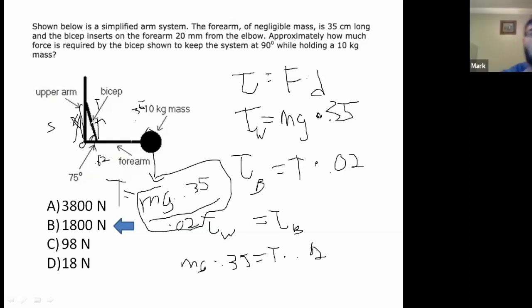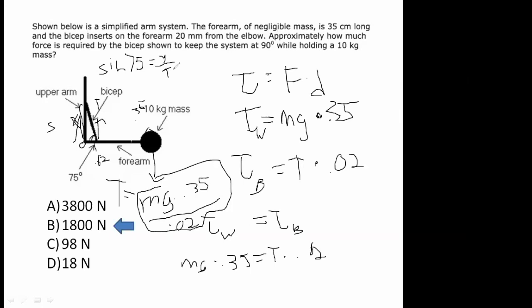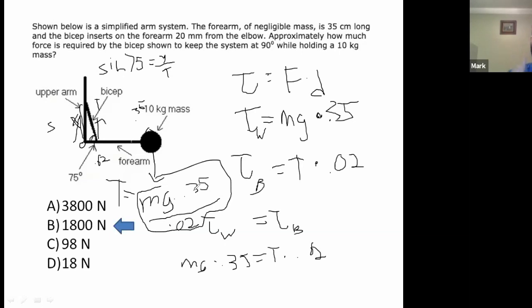Well, we actually can find that out because we know that sine of 75 is equal to y over T. And then we can substitute. Do you know the phrase one variable, one equation: one unknown, one equation, you can solve it; two unknowns, two equations, you can solve it; three unknowns, three equations, you can solve it. We have two unknowns, two equations. So you're right, we don't know what y is, but we actually do know what T is equal to.